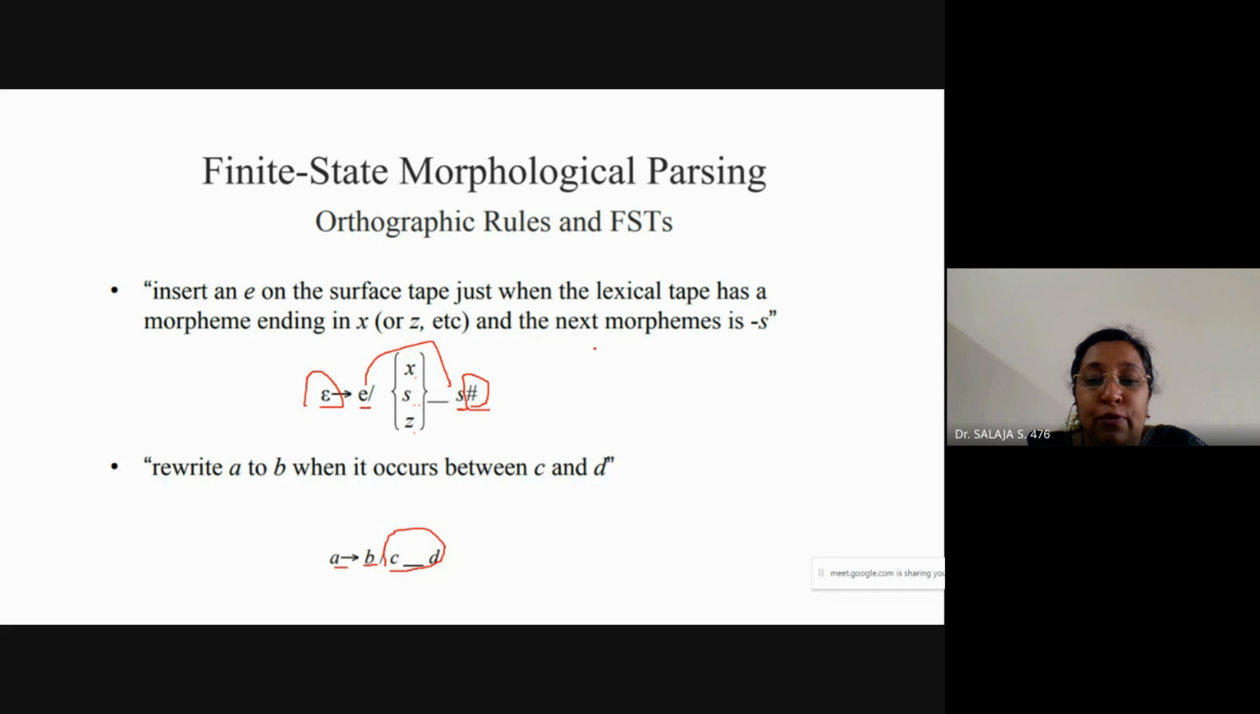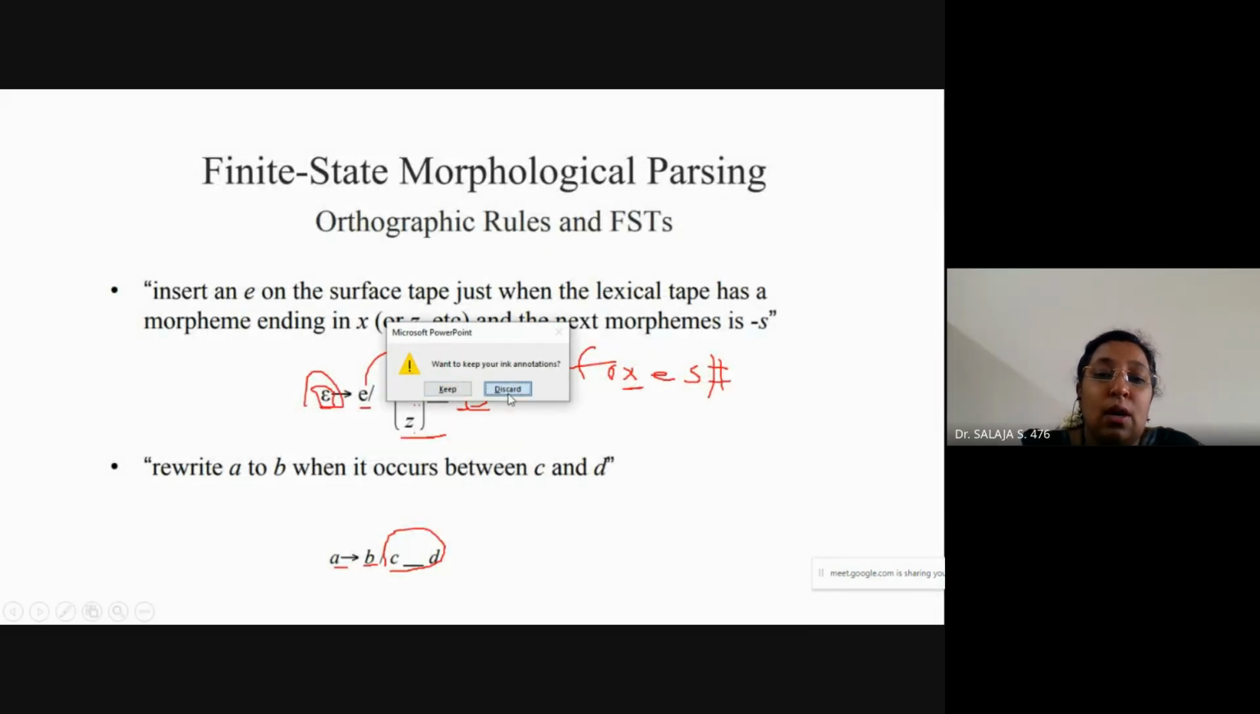Now you talk about fox, and you have a plural s. When I have a plural s, what am I supposed to do? This is a word boundary, so I have a hash over here. Now fox, the last character is X, so I don't have anything between X and this s, and therefore I call it an empty string. This empty string appears over here, and then it gets converted to E because of this rule which is given to us. Fine. So such kind of rules can be written.